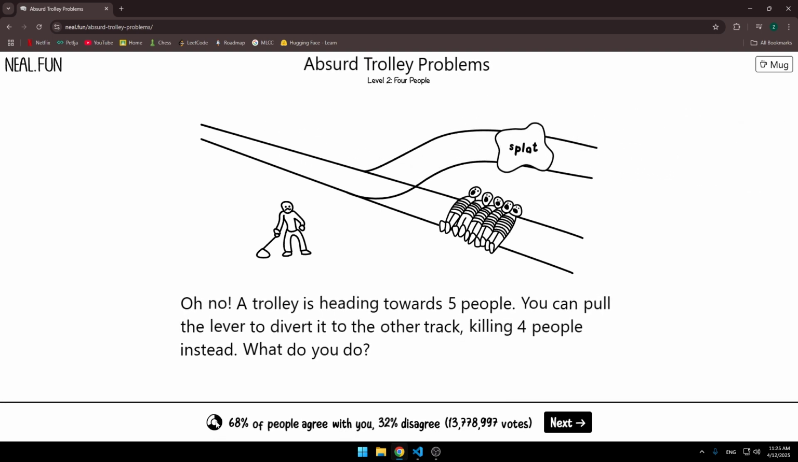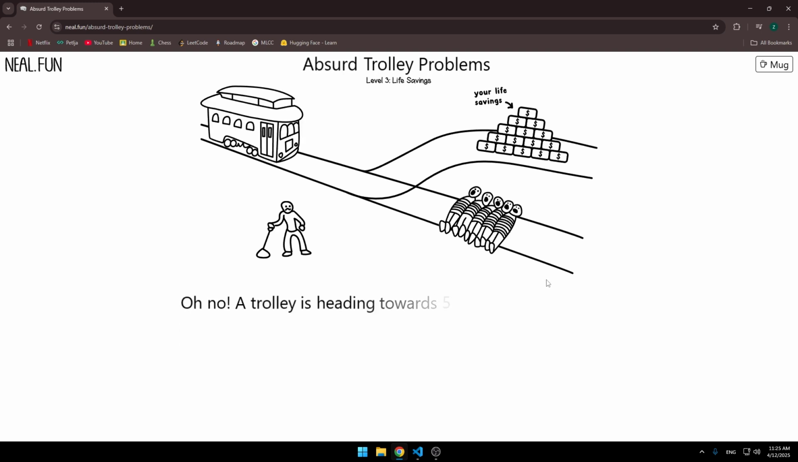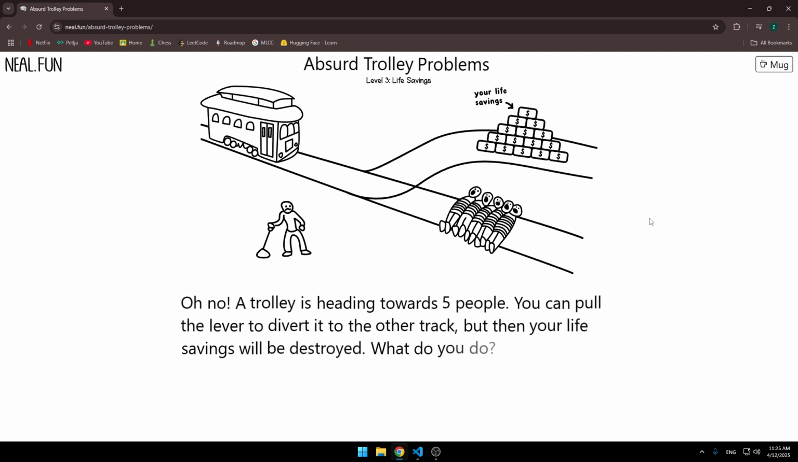Let's go with the next one. And it looks like 68% of people agree with the AI, which is kind of cool. Let's see. Oh no, a trolley is heading towards 5 people. You can pull the lever to divert it to the other track, but then your life savings will be destroyed. What do you do? I think the AI is just going to get the life savings here because it does not care about life savings. These are more of a human greed type of questions.